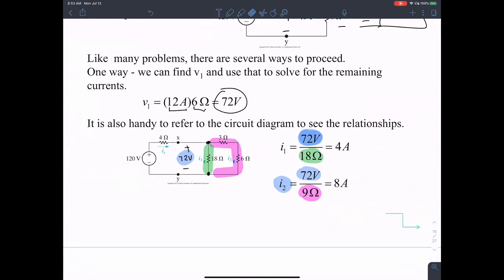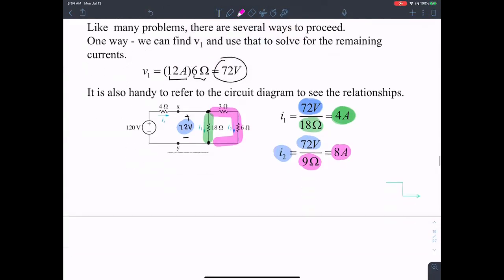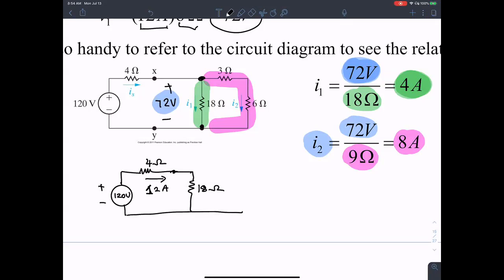So let's try to make some intuitive sense out of this. What's the current in the 18 ohm resistance? 4 amperes. What's the current in the 9 ohm resistance, or the purple path? 8 amperes. So let me redraw this carefully. Look at these two circuits. There is this 120 volts source, there is the 4 ohm resistance, there is one path that has 18 ohms. The amount of current coming in is 12 amperes, right? And there is a 9 ohm resistance here.